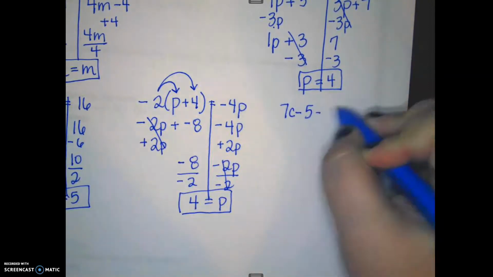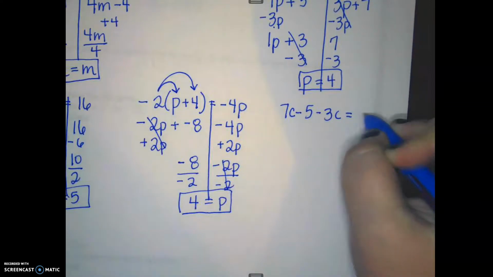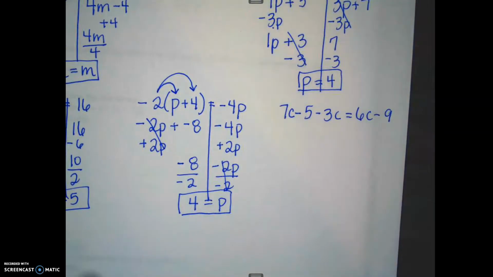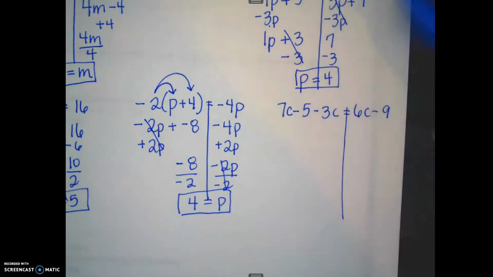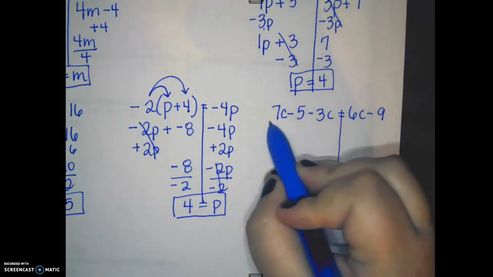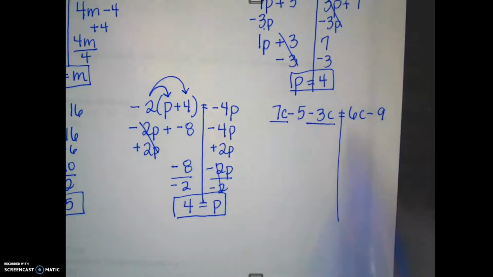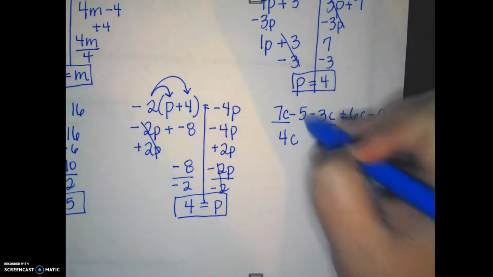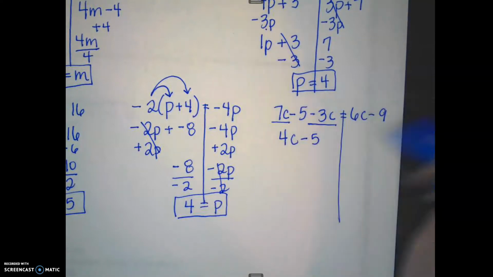All right, we're going to slide over and do another one. 7c minus 5 minus 3c equals 6c minus 9. All right, first question. Do I have parentheses? No. Do I have multiple variables on one side? Yes, I have a 7c and a minus 3c. So I'm going to go ahead and combine. So 7c minus 3c is 4c. Bring down my minus 5 that I didn't get to use.